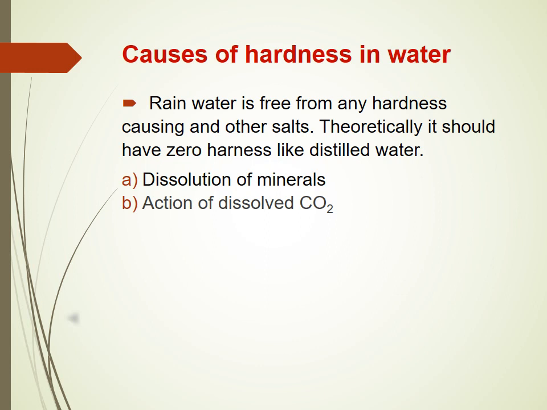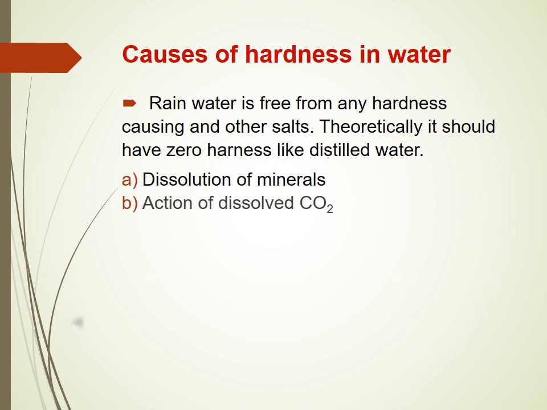Now basically, what are the causes of this hardness in the water? It may be due to the dissolution of minerals. It means when the rainwater flows or deposits on the ground or percolates deep down through the earth's crust, it comes in contact with the salts present in the earth's crust, and that's why the water soluble salts of heavy metals give hardness to the water.